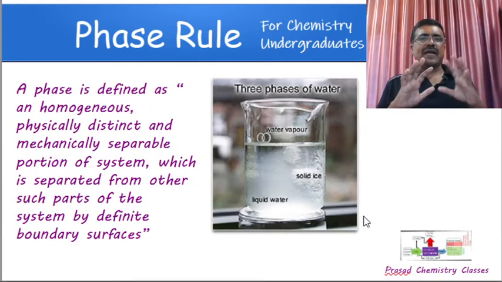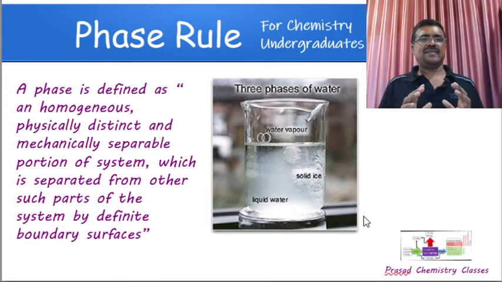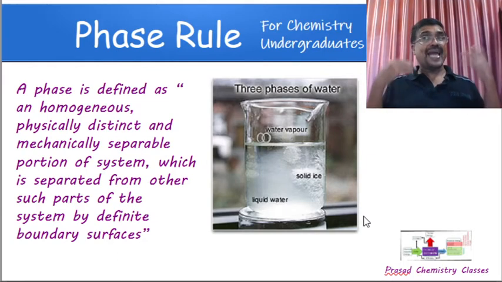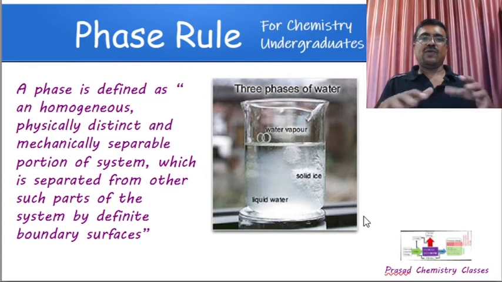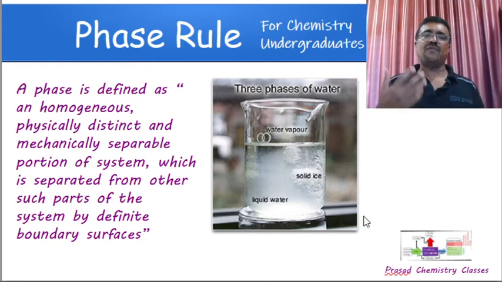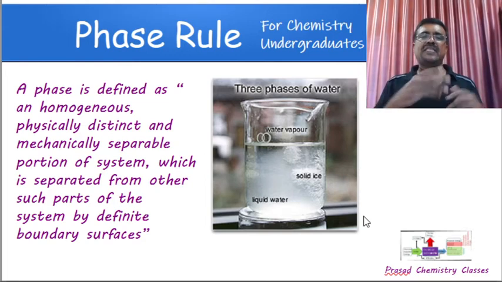Okay, now we can define the terms. We can examine what are these terms involved here. Phase is defined as a homogeneous, physically distinct, mechanically separable portion of a system. Suppose we have ice and water. Ice is a solid phase, separate from the water phase, the liquid phase, and there is a surface or a boundary between the solid and liquid phase. Similarly, we can have a vapor phase and a liquid phase, with a boundary separating them.